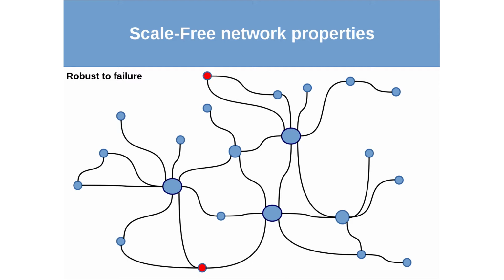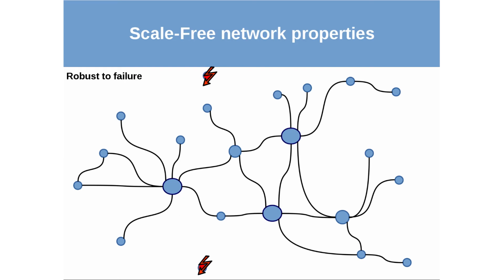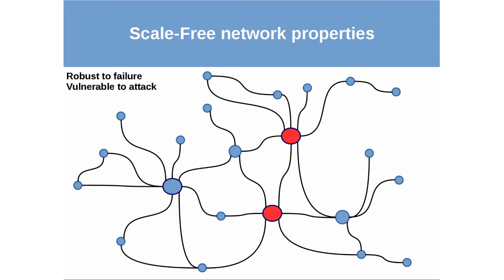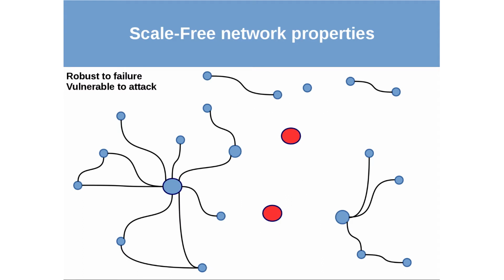As these failures are random, there is a high probability that the nodes affected are small nodes. The network obtained after removing these nodes remains well connected. This is why scale-free networks are said to be robust to failure. On the opposite, let's imagine that there are some attacks targeted on the hubs. In this case, the network will be completely disconnected, preventing the communication between some nodes.